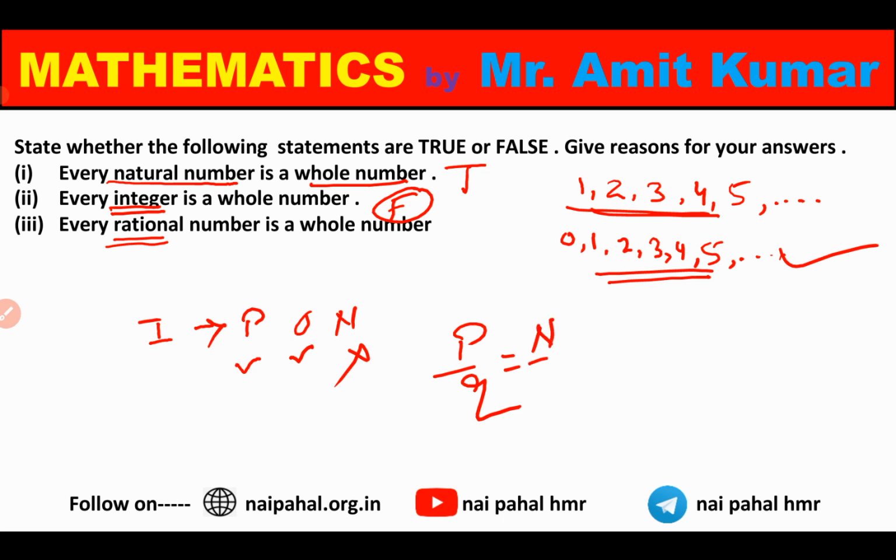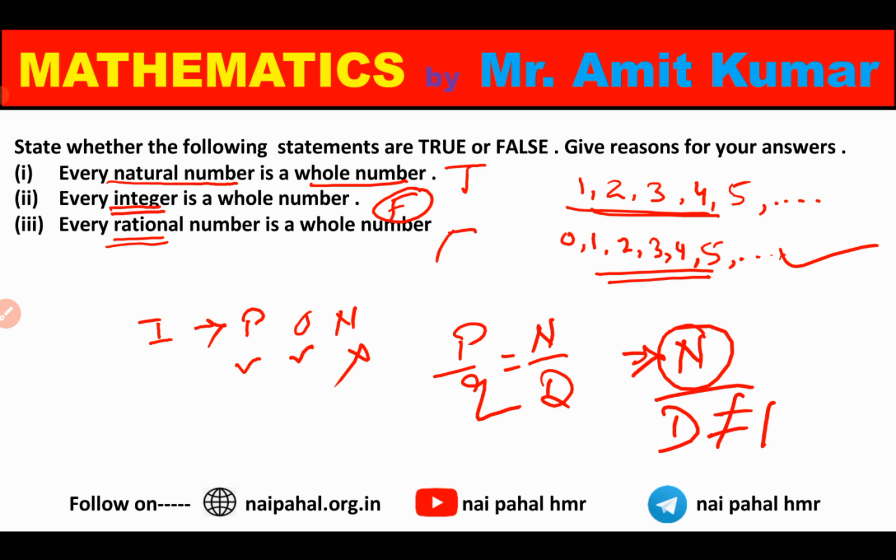p is the numerator and q is the denominator. According to our question, every numerator and denominator doesn't seem to become a whole number, because in a whole number it seems to be only one number, maybe the numerator, whereas the denominator is always not equal to 1. So we can say that every rational number cannot be a whole number. So this statement is also false.